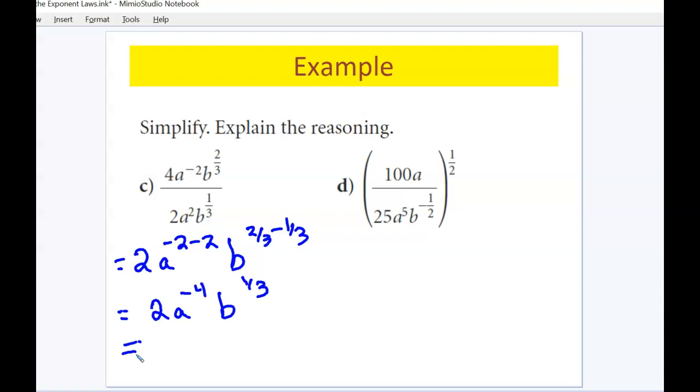Again, if we wanted to write this without a negative exponent, the a to the negative 4 would bump down to the bottom and become a to the positive 4, and the 2b to the 1/3 would stay on top, and that would be my final answer.